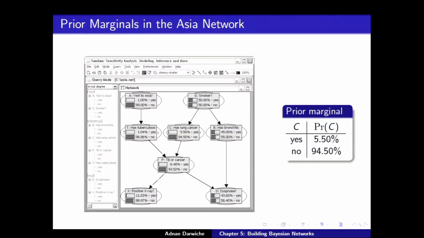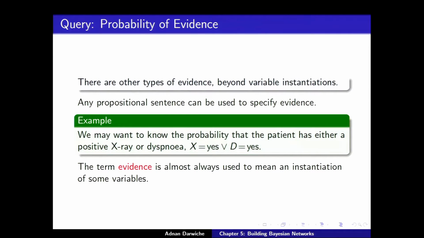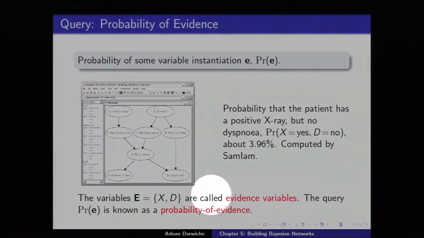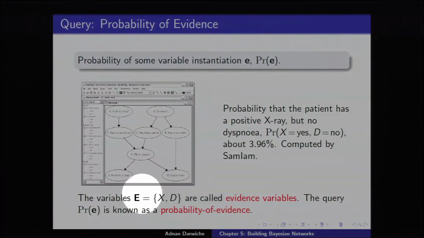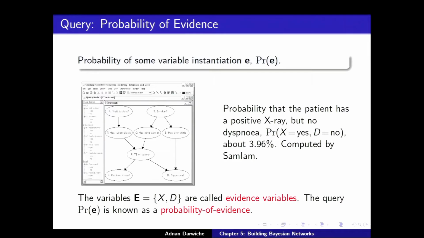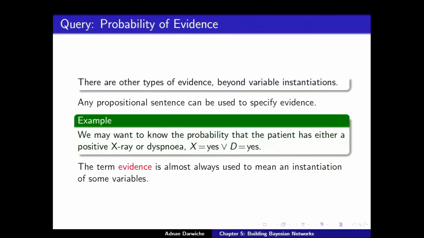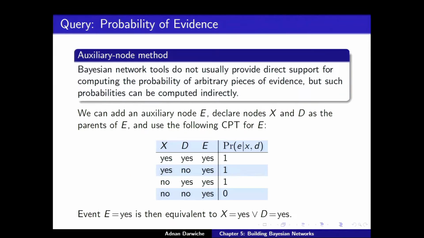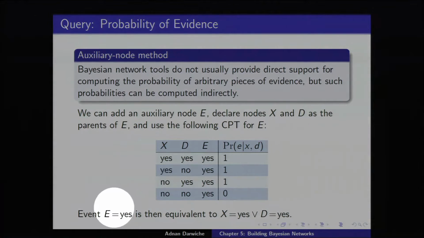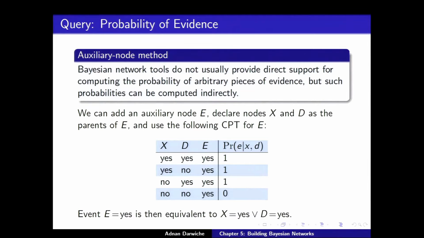I don't have a picture for this, do I? Okay, I don't. So what you do in that case is you add this node as a leaf here and make these two variables the parents and simply assert the value of E being true. And you will basically get the same effect. So you can look here that E equals yes is then equivalent to X being yes or D being yes. Again, you add an auxiliary node to your model.